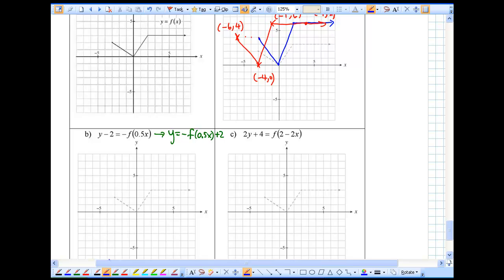I see here a reflection in the x-axis. I see here a horizontal expansion by a factor of 2. I see here moving up 2 units. And remember the acronym BERT, so I will do the actual expansion first.